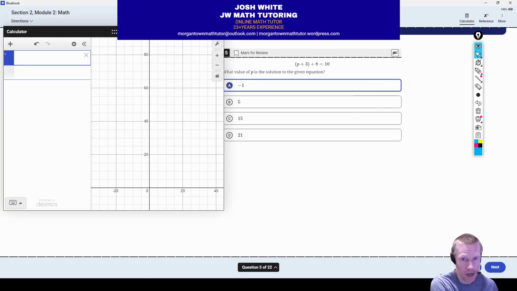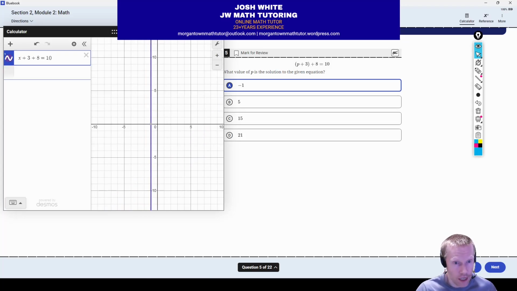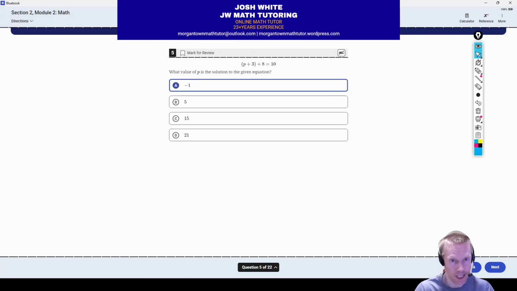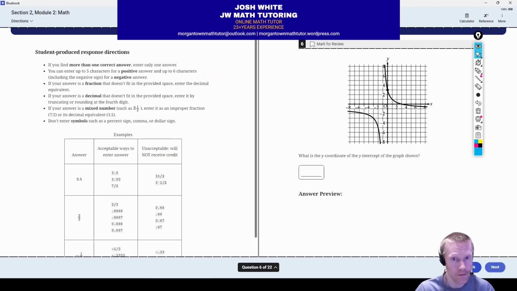However, if you didn't want to solve it out, you could literally just go to Desmos, type it in with x instead of P, and look where the vertical line is. Okay, the vertical line is at -1. So the correct answer for this is just -1, and we can move on.